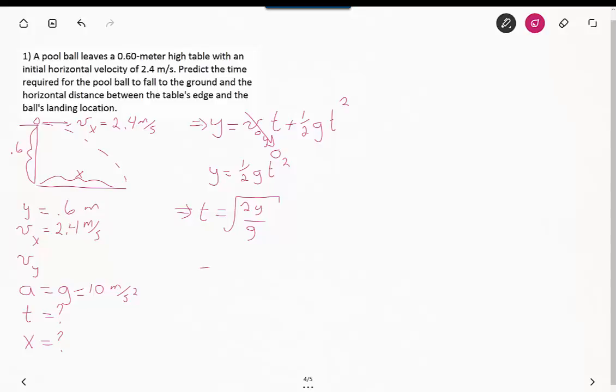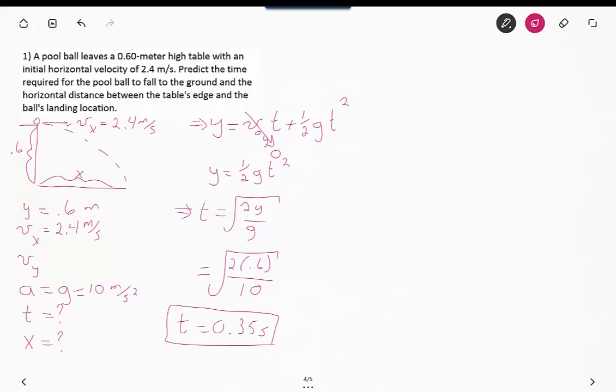So when I plug in my numbers here, I get that time is the square root of 2 times 0.6 divided by gravity, which is 10. When I solve that, I find out the time it takes to fall is 0.35 seconds. The second part of our question was, what is the horizontal distance between the table's edge and the ball's landing location? So that's our x.